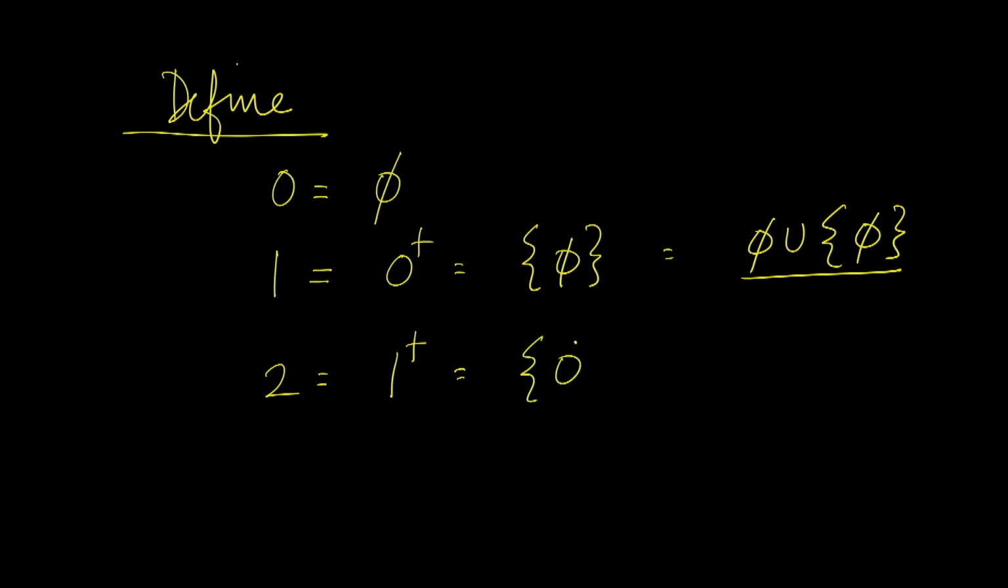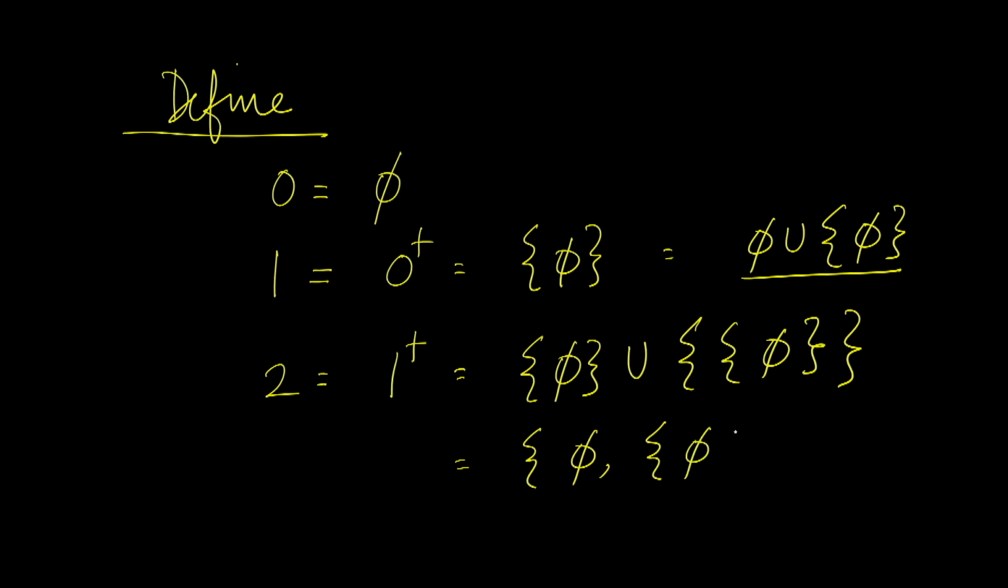which would be phi union the singleton which contains the singleton phi. This would be the set containing 2 elements. One is phi and the other is a singleton containing phi. This is what is defined as 2. And then the number 3 is defined as the successor of 2, the number 4 is defined as the successor of 3, and so on. So in this manner we define all the natural numbers.